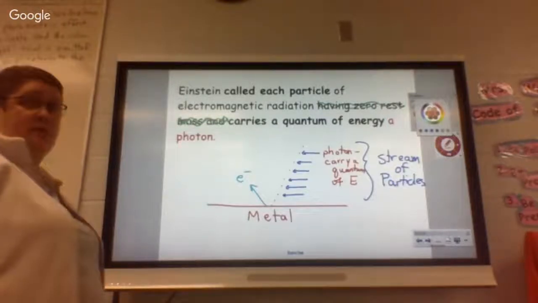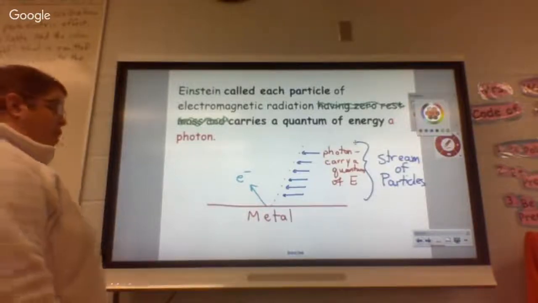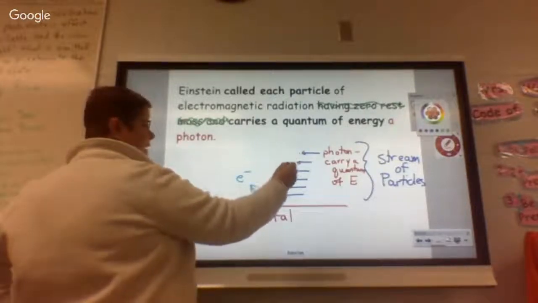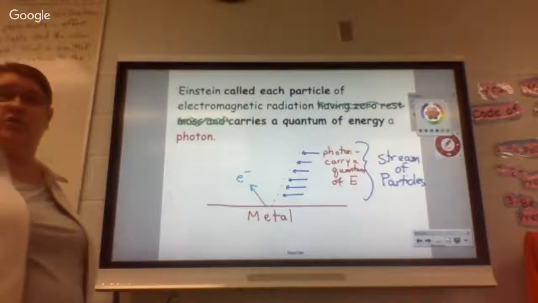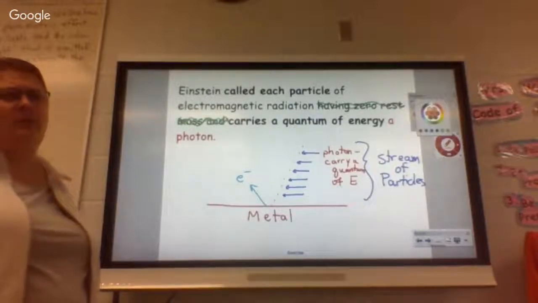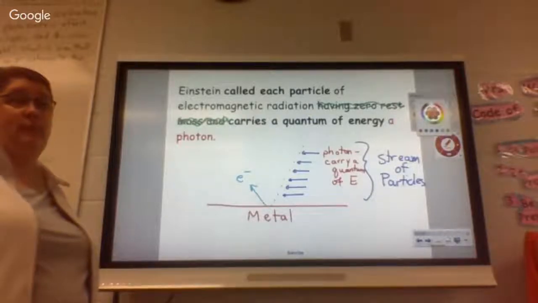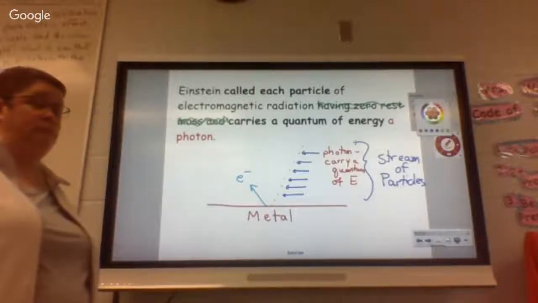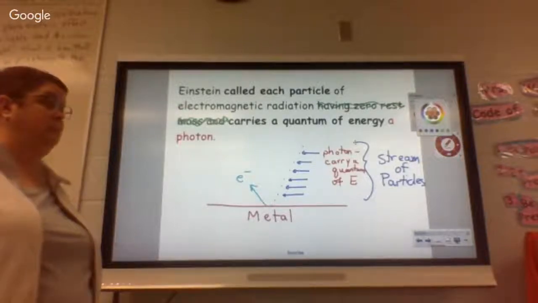Now, because Max Planck said that this was not continuous, did I draw them touching each other? No. I left space between each of them because Planck said it was not continuous, to illustrate that. So the stream of particles is a stream of individual photons that can knock electrons loose. So light is composed of a stream of photons, according to Albert Einstein. So that's why it only pumps out one electron. It's not continuous. Gotcha.